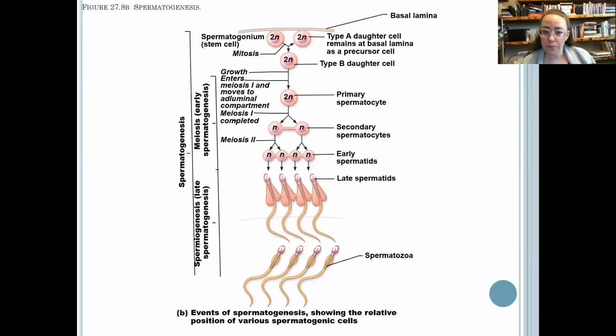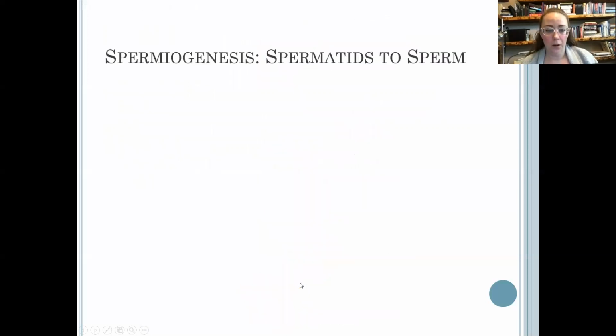seminiferous tubule. So if you think this is the outside wall of the seminiferous tubule up here, these are the stem cells. They divide, it gives rise to type A that stays behind and type B that moves toward the lumen of the seminiferous tubule. So it undergoes meiosis 1, it creates these two secondary spermatocytes. Those then undergo meiosis 2, creating 4 spermatids. And again, they're not fully functional yet, they still have some development to do, but they're making their way all the way to the lumen of the seminiferous tubule.